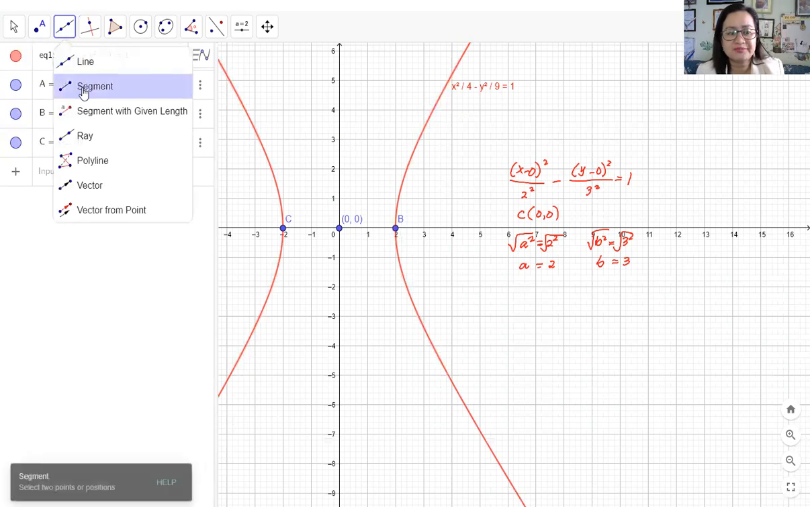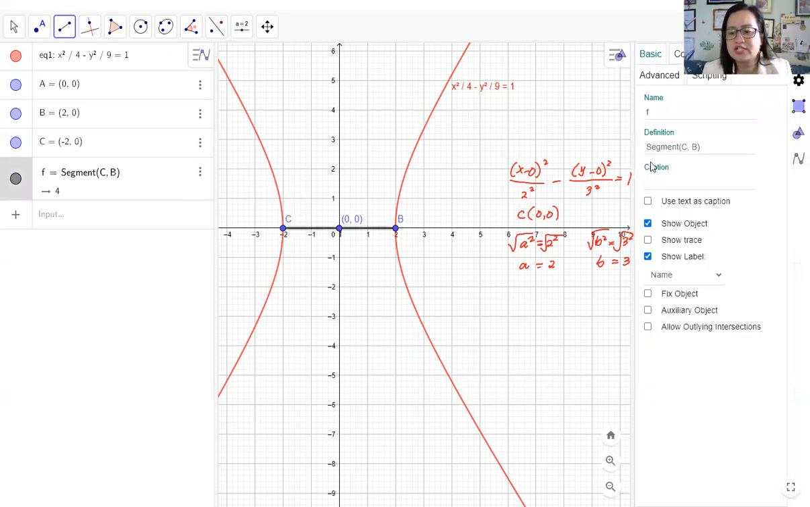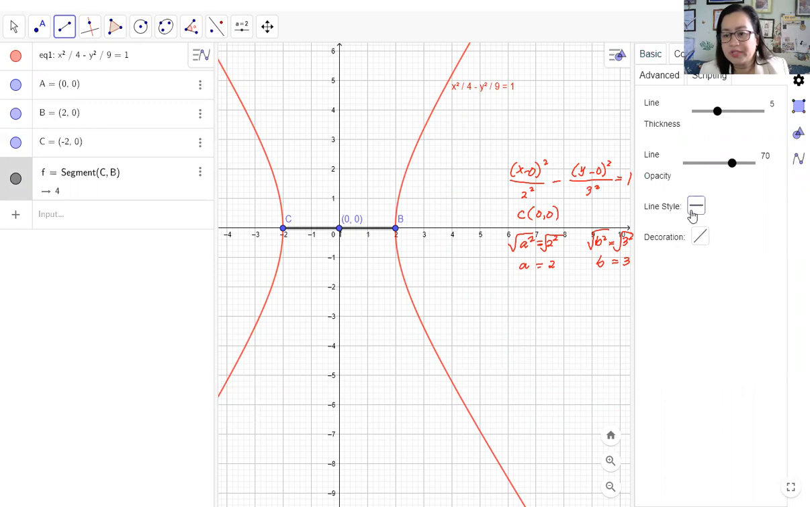So let's connect these 2 points. The vertices give us a length of 4. Therefore, the transverse axis is 4 units long. Now I will be making this a broken line so that we can easily see the main graph of the hyperbola.